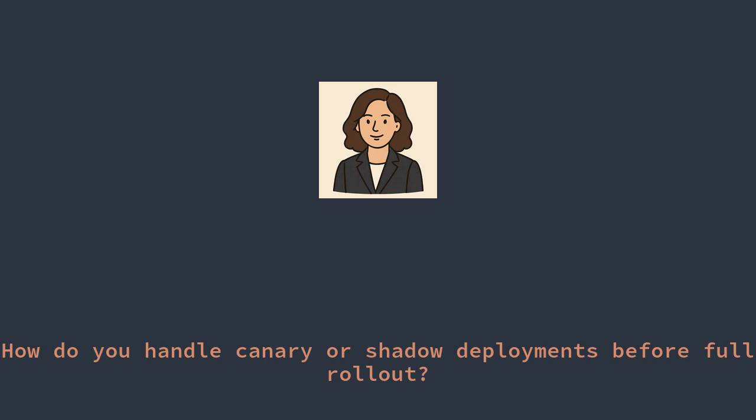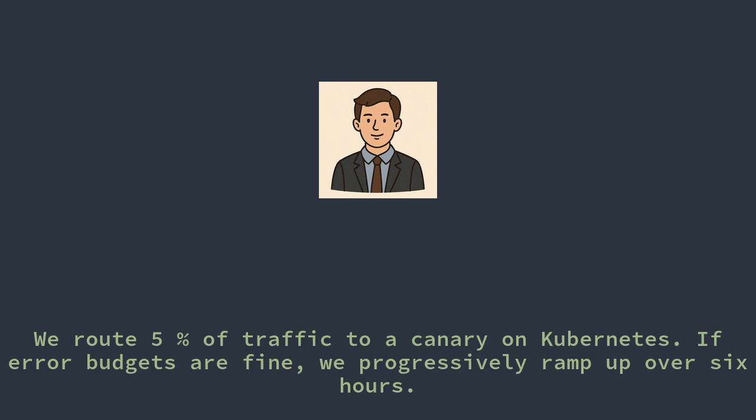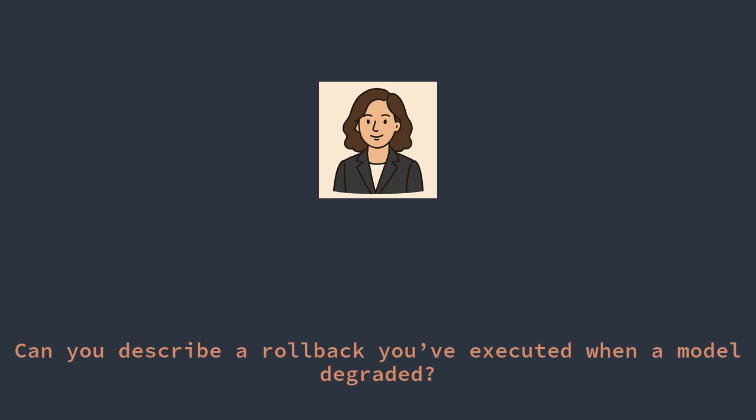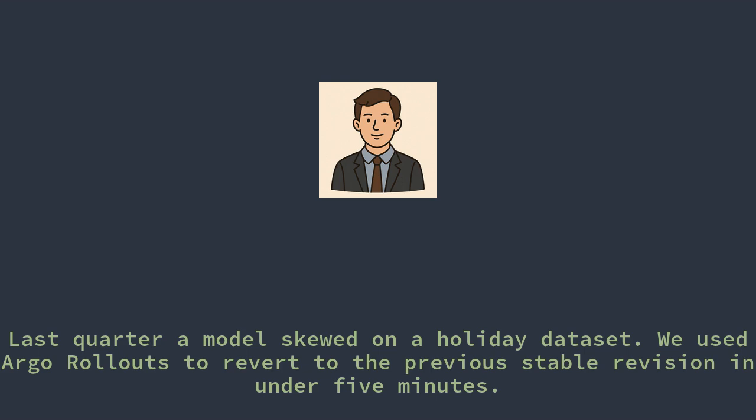How do you handle canary or shadow deployments before full rollout? We route 5% of traffic to a canary on Kubernetes. If error budgets are fine, we progressively ramp up over 6 hours. Can you describe a rollback you've executed when a model degraded? Last quarter, a model skewed on a holiday dataset. We used Argo Rollouts to revert to the previous stable revision in under 5 minutes.